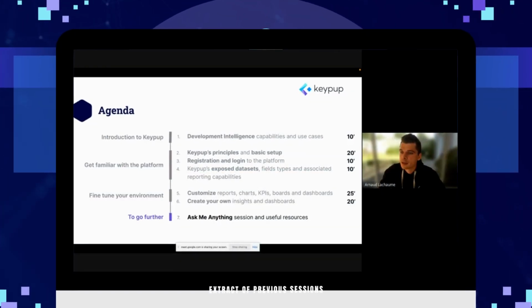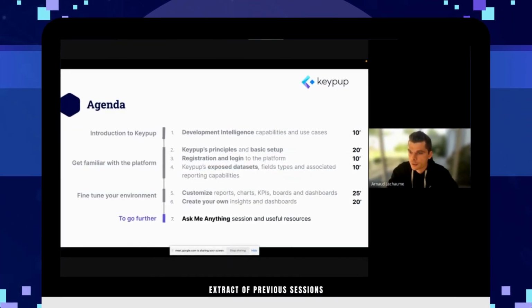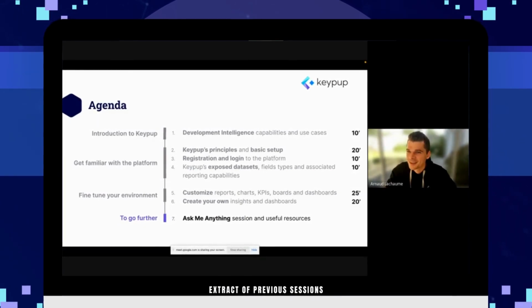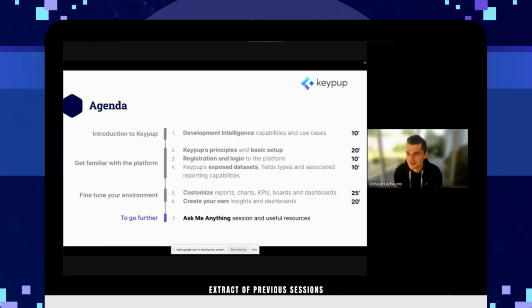Chat. I see plenty of definitions of DORA metrics. How do you guys calculate MTTR and why? That's a very interesting question. Tom, you want to answer this one?